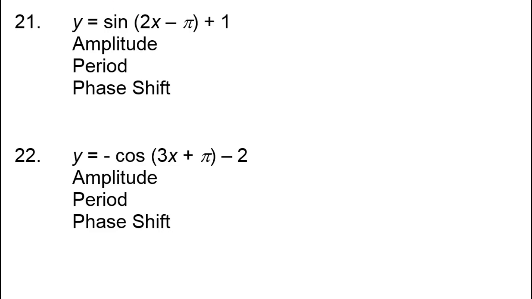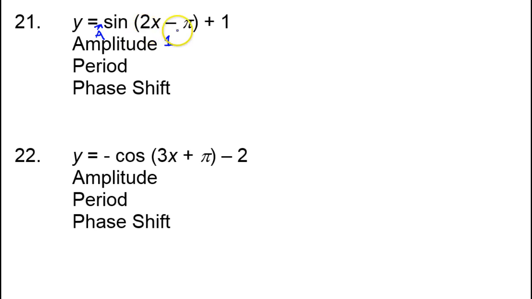So on problem number 21, the A value goes right here. There is no visible A value, which tells you that the amplitude must be 1. Now, there is going to be a B value. Normally the B value is going to go right here outside the parentheses.